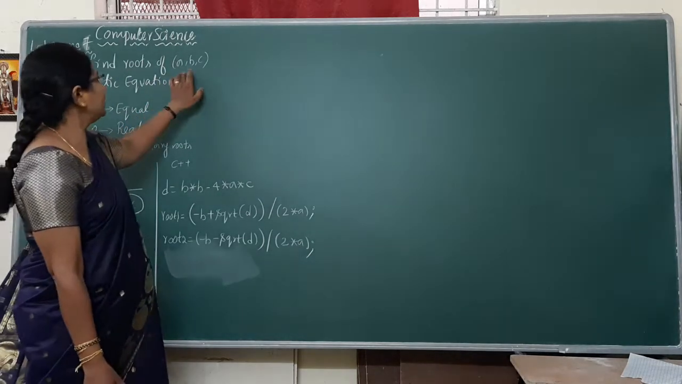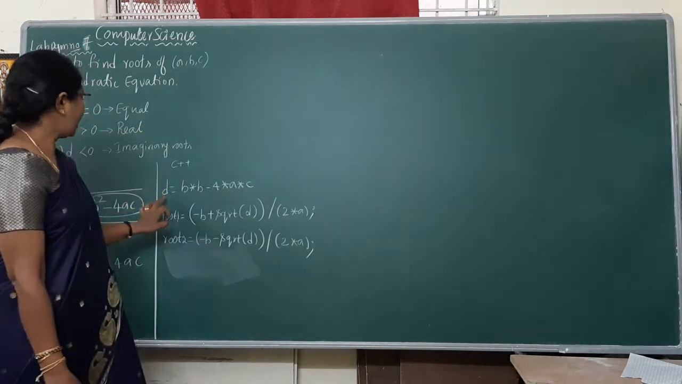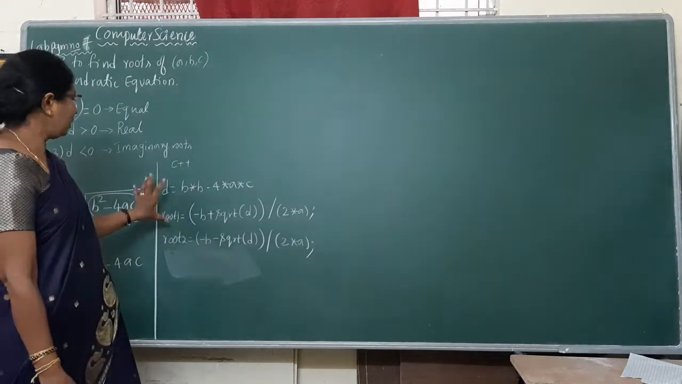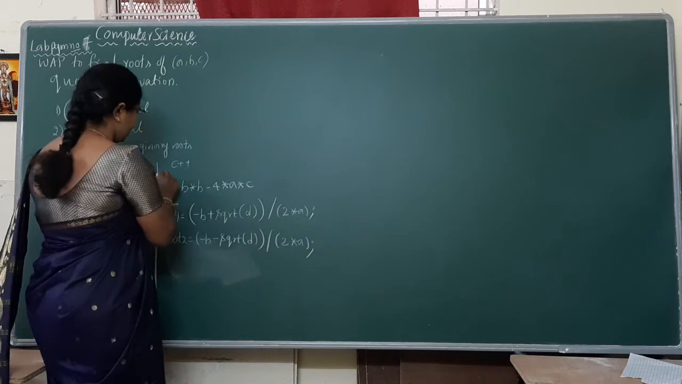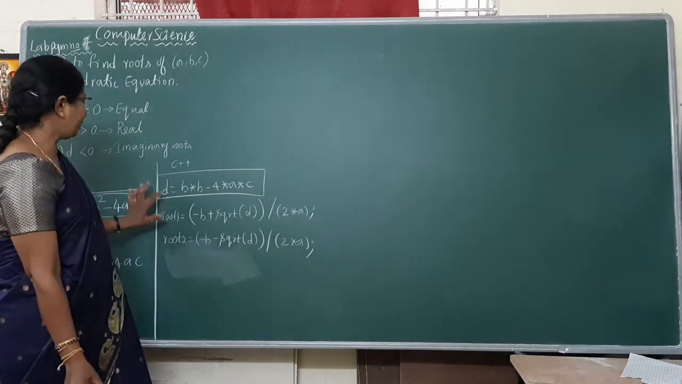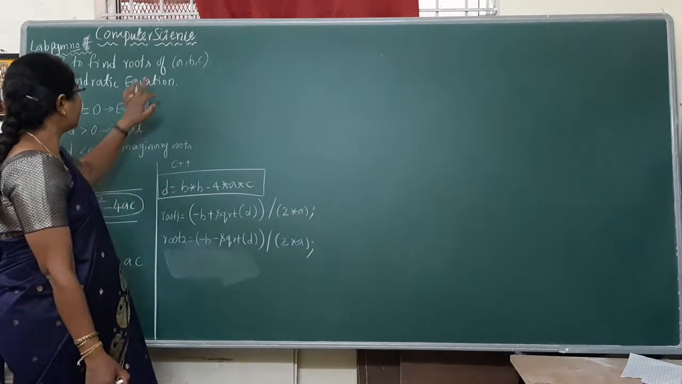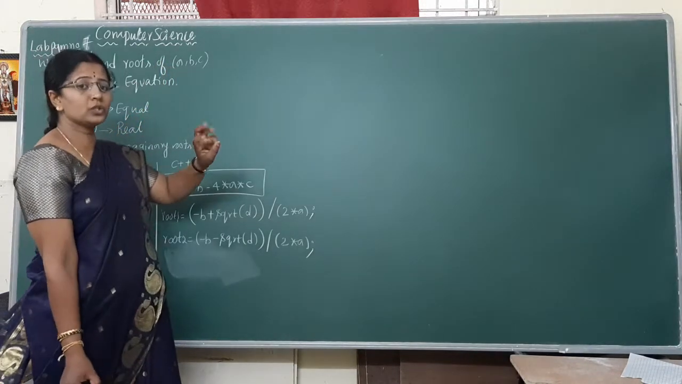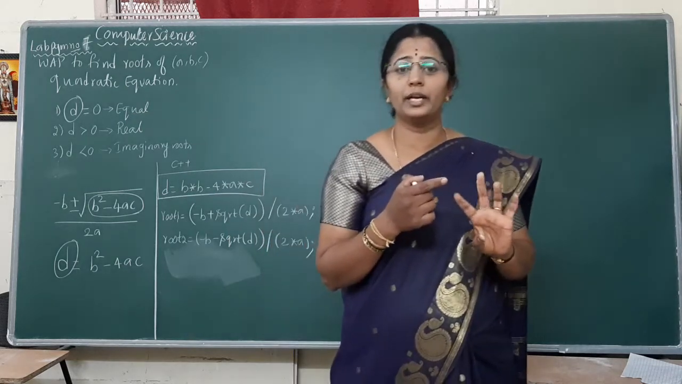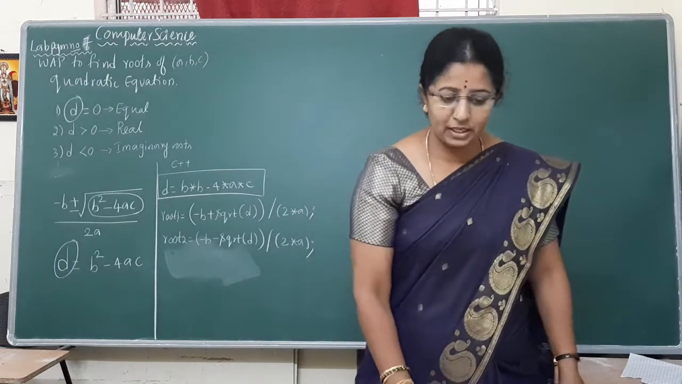That means these 3 are the data members we need to take for the input, and I need more variables: D, root 1 and root 2. This is your calculation part, and we find the output depending on the D value. Then the input is A, B, C. Here we also need to declare three member functions: one for input data, one for calculation, one for output data. So shall we start the program?